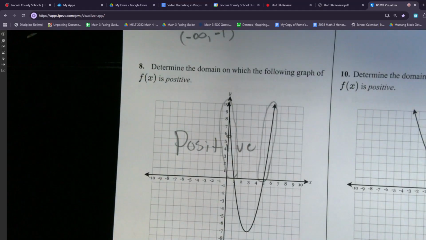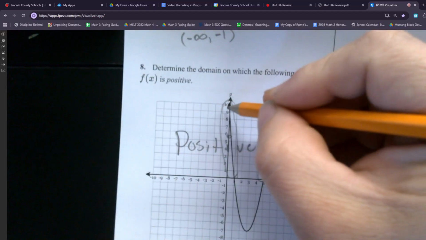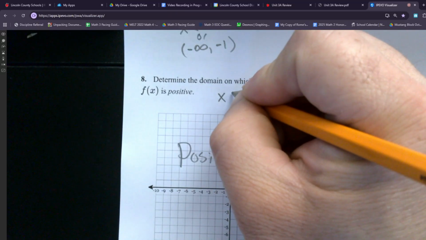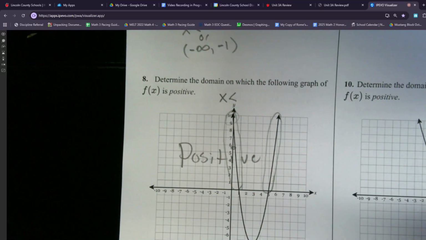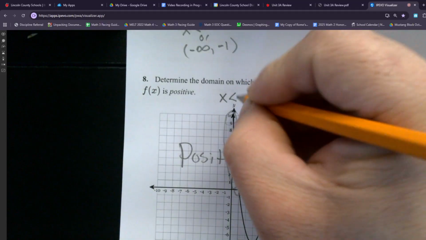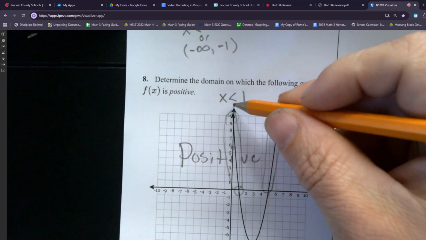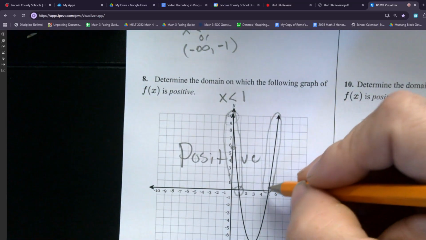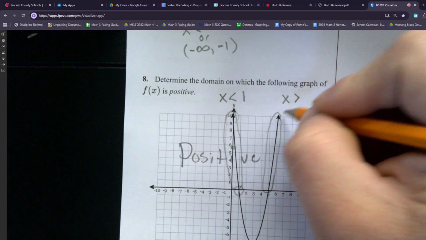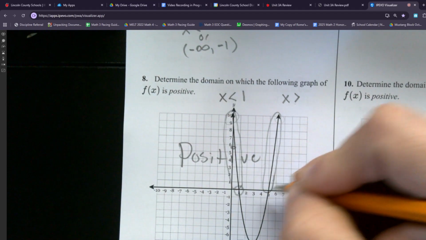Now, since this is the left side, the left arrow of my function, I know the left side is a part of that interval, so I know it's x less than. And the number where it stops being positive is at +1. So it's x less than 1. So any x value I plug in less than 1 is going to have a positive y value. If this is the right arrow, that's x greater than. That's the right arrow, and this always goes together. And it started being positive at 5.